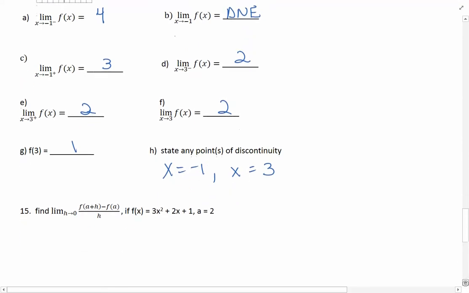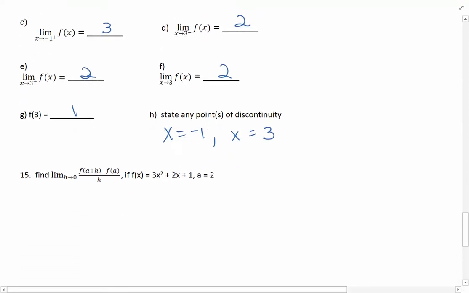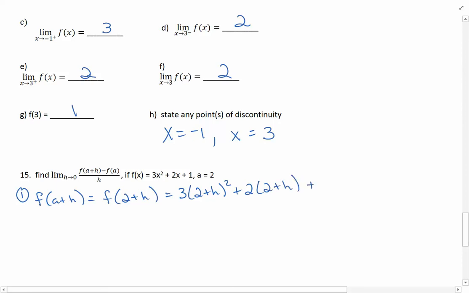Okay. On 15, I like to think of this in 3 steps. The first thing I would do is find f at a plus h. Well, a here is 2, so this is f of 2 plus h. So this is 3 times 2 plus h squared plus 2 times 2 plus h plus 1.